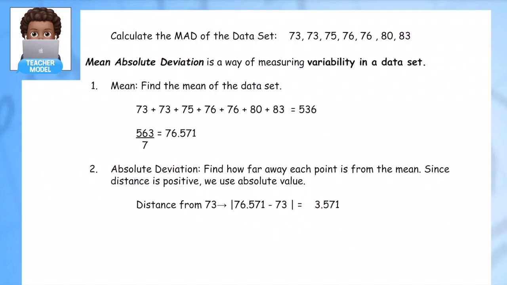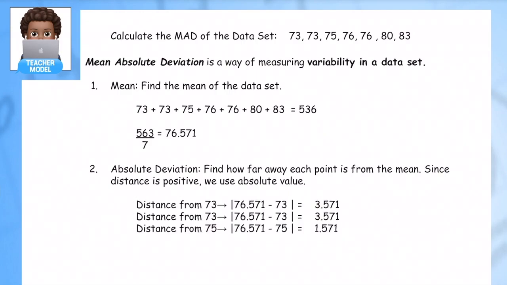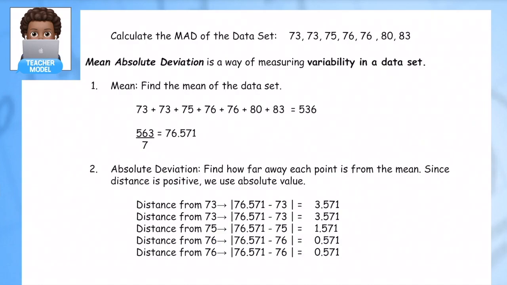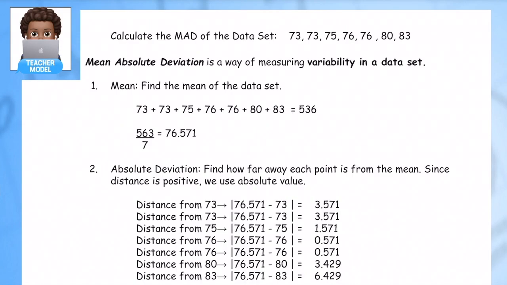So what I'm doing here is I'm just subtracting all the points from 76.571. And you see I'm using absolute value. So for the last two, if you did 76.571 minus 80, you would get a negative 3.429. But because again, distance has to be positive, we're using the absolute value and getting positive 3.429. Right, so that's the second step.